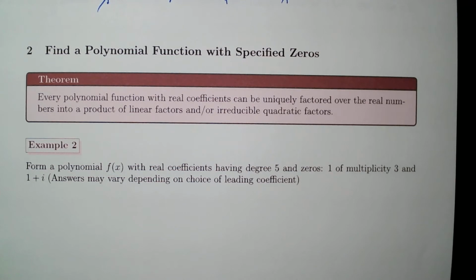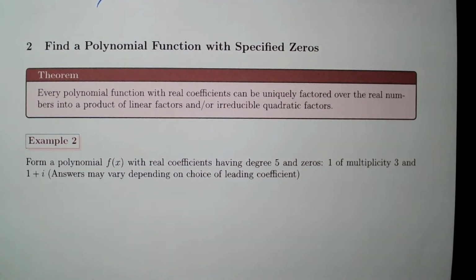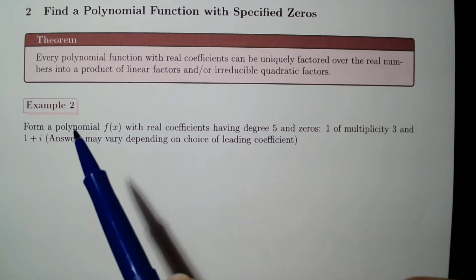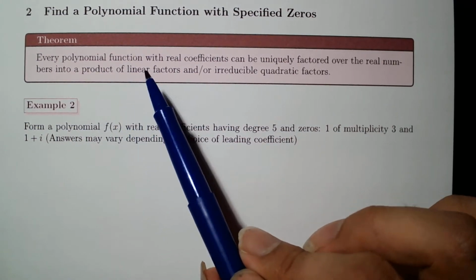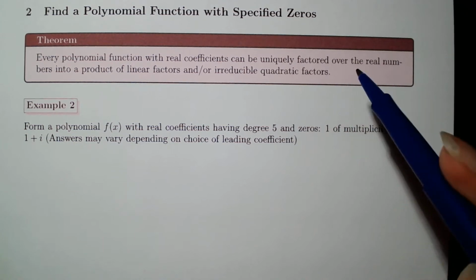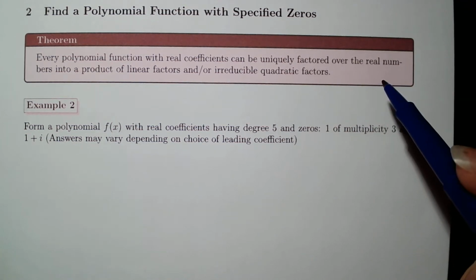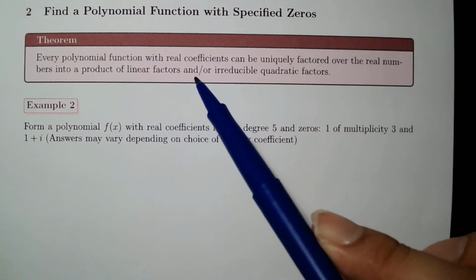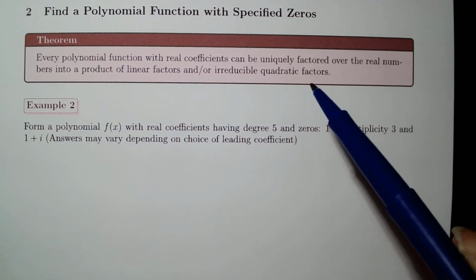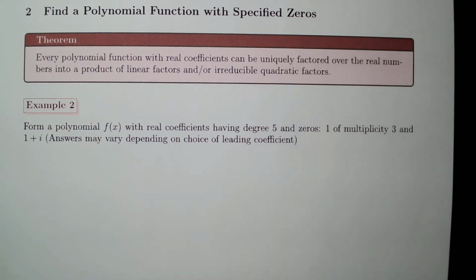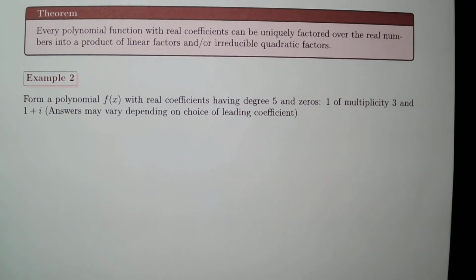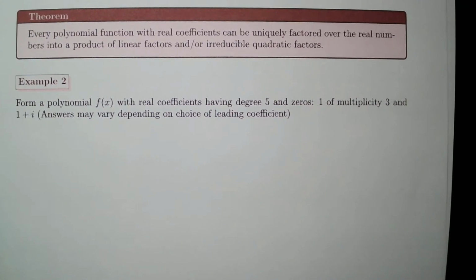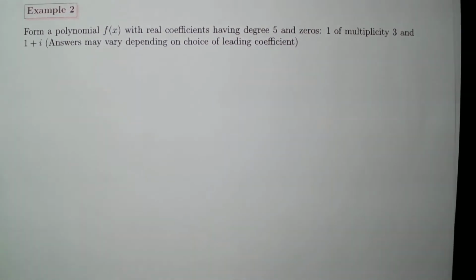Alright, we're going to find a polynomial function with specified zeros. This leads us to a theorem that tells us that every polynomial function with real coefficients can be uniquely factored over the real numbers into a product of linear factors and/or irreducible quadratic factors. How is that going to look, and how are we going to use all the theorems we mentioned earlier? So let's do an example.